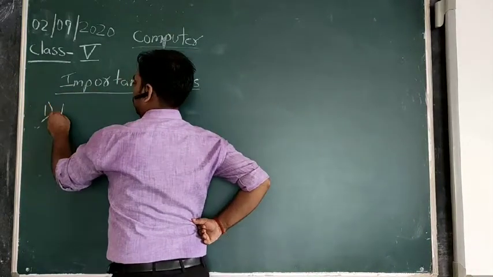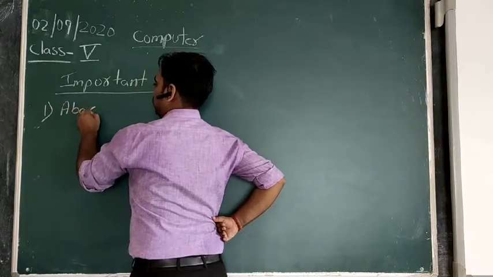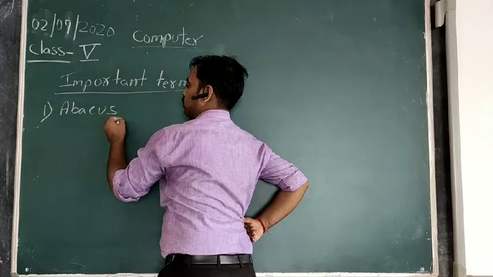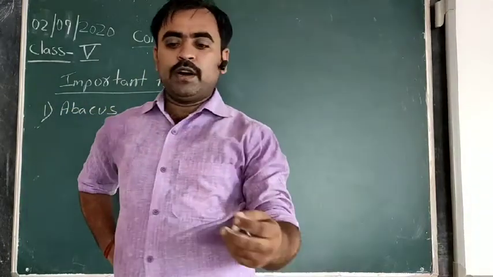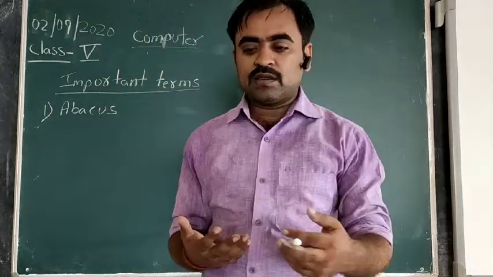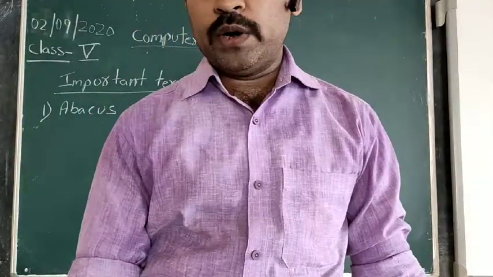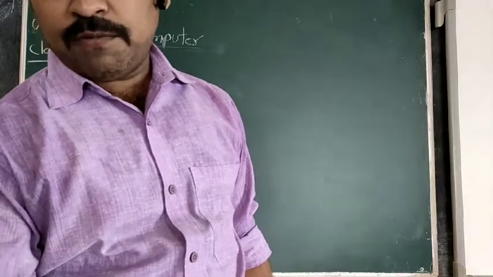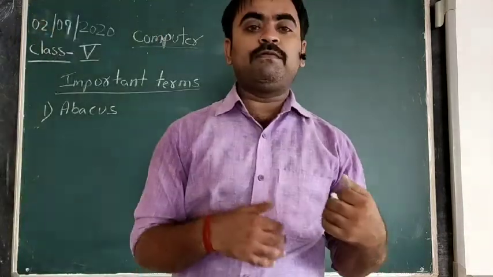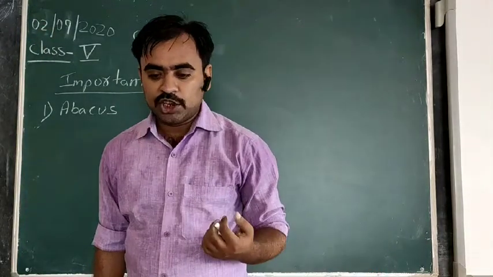First one is abacus. What is abacus? Abacus was the first calculating machine. Abacus is the first calculating device or first calculating machine.